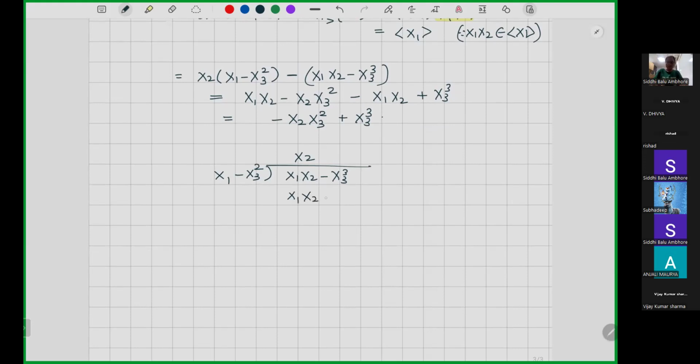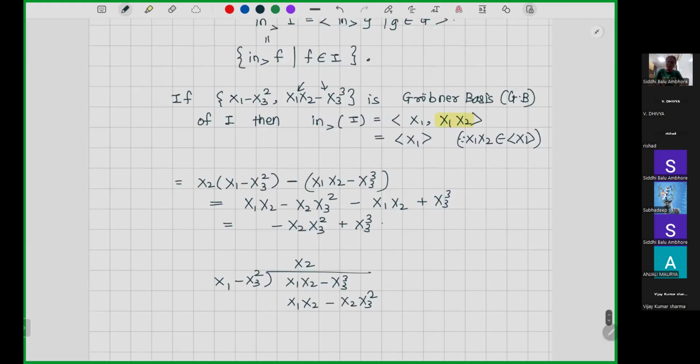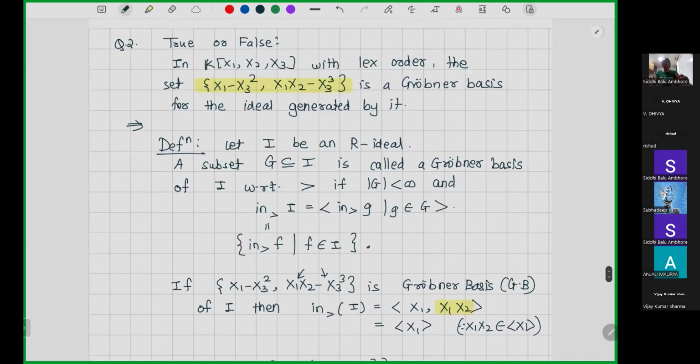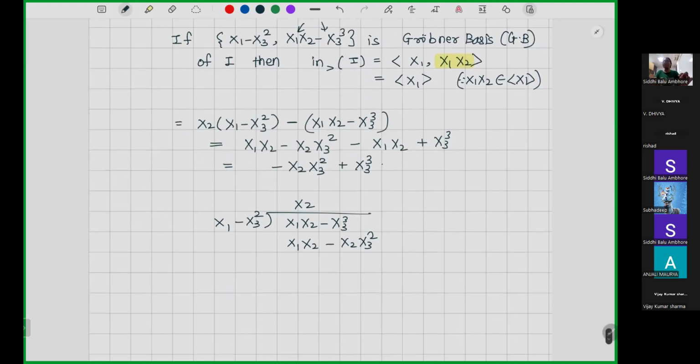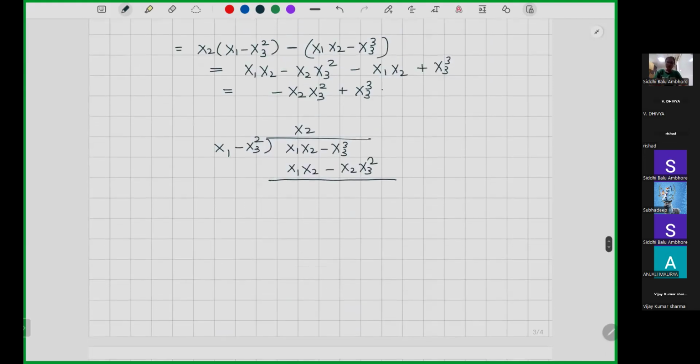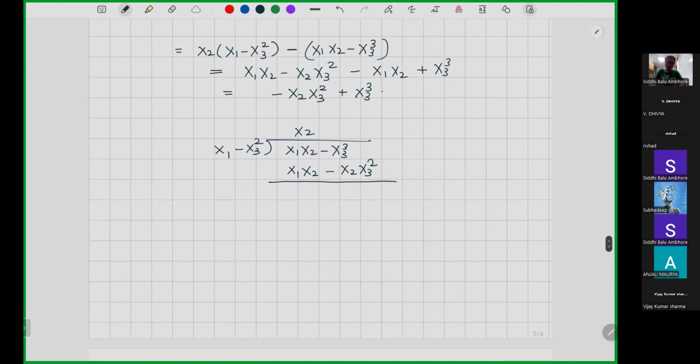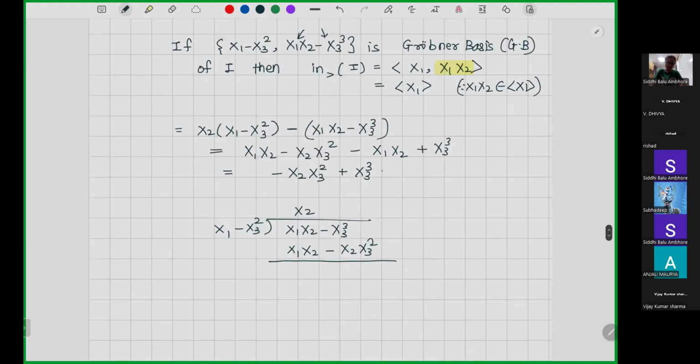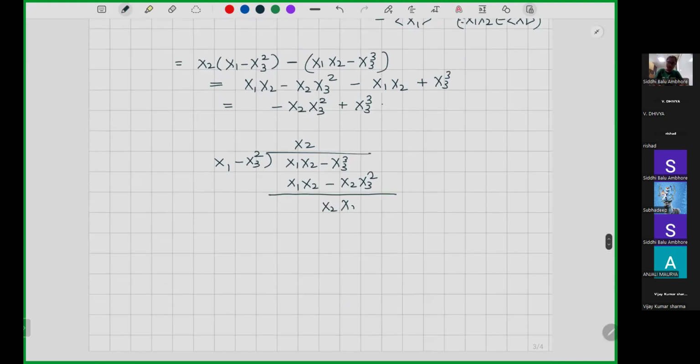So when you have such polynomials, where the degree of one of them is smaller than the degree of the other, and one of the terms is divisible by the other, then try polynomial division. And whatever remainder you get here, I think it should be minus, both are minus, right? So here I get x2 x3 square minus x3 cube.